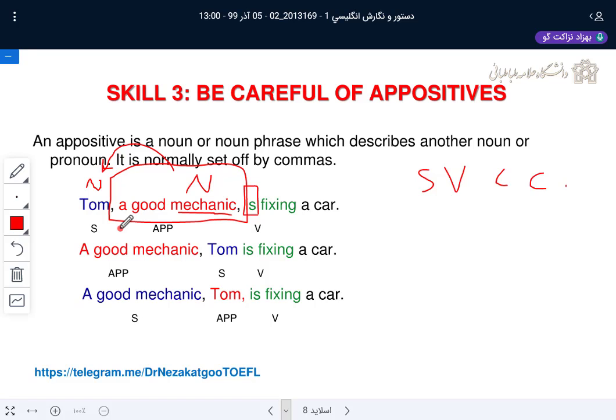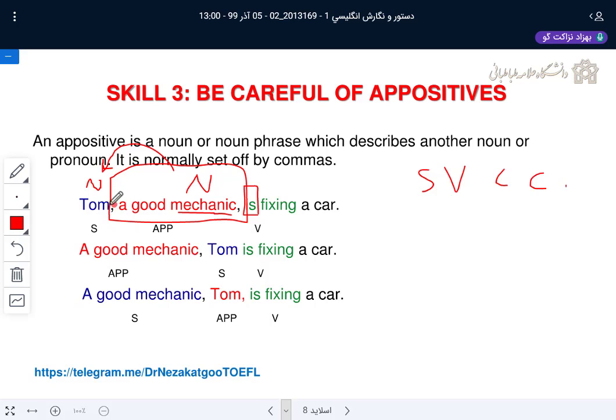So it is surrounded by two commas. So an appositive actually identifies Tom. It gives more information about Tom, and it is a non-group. You don't see any verb form here.